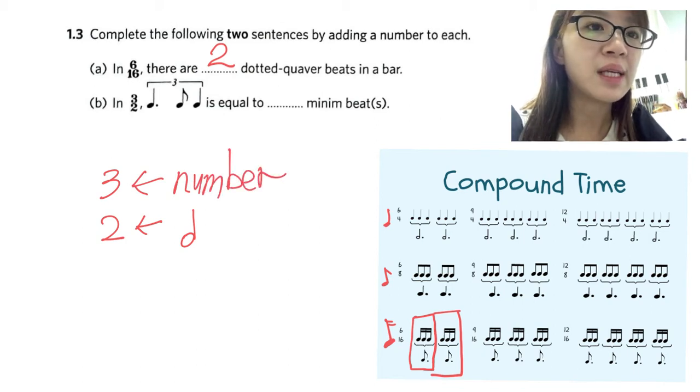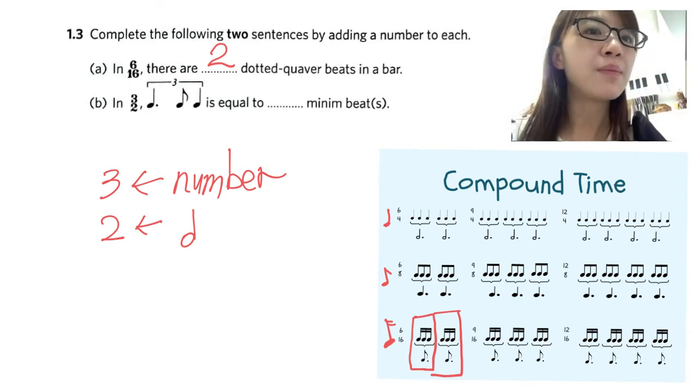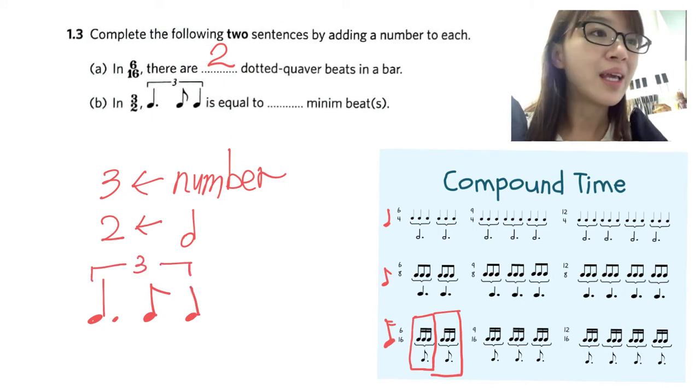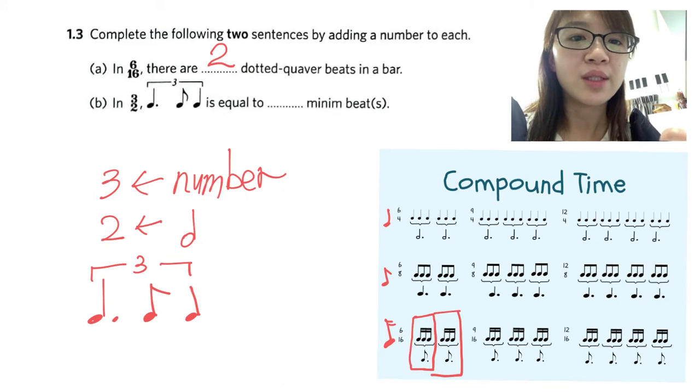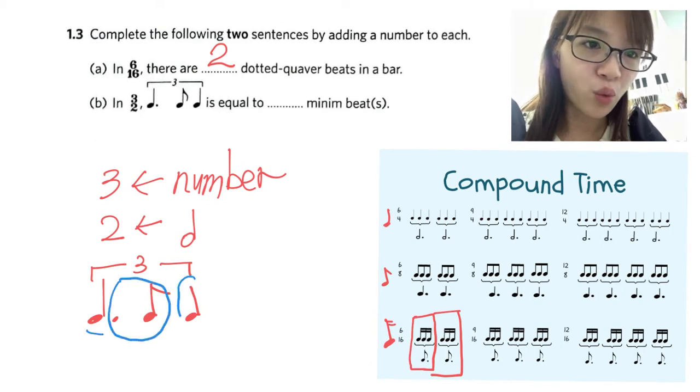This triplet is equal to how many minim beats? As we discussed, triplet means 3 notes in the time of 2 notes. This is the time that we don't have equal value, so what we can do is change them to equal value. So this is 1 beat. This is another 1 beat. This is another 1 beat.